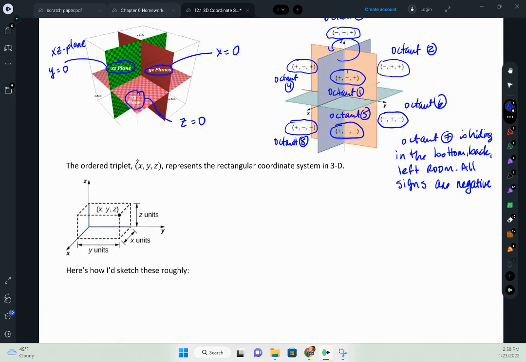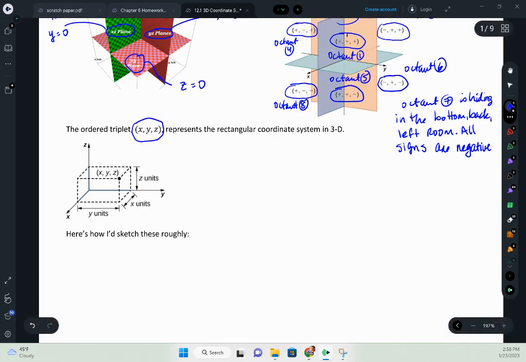We have ordered triplets. They're called ordered because we always give them in the same order: it's always X, Y, Z. If we're in 3D and I only give a pair of numbers, a couple, I don't know where to put it. I always need an X coordinate, a Y coordinate, and a Z coordinate in order to represent any point in space.